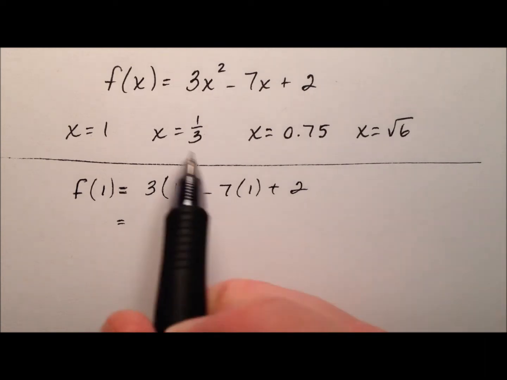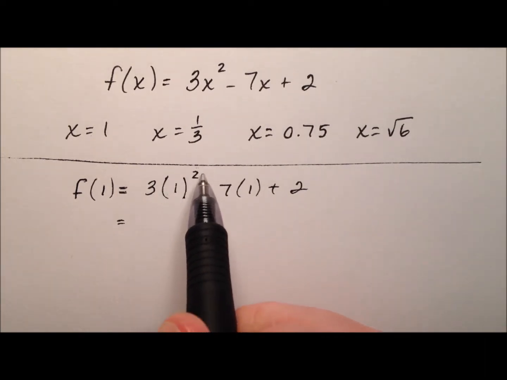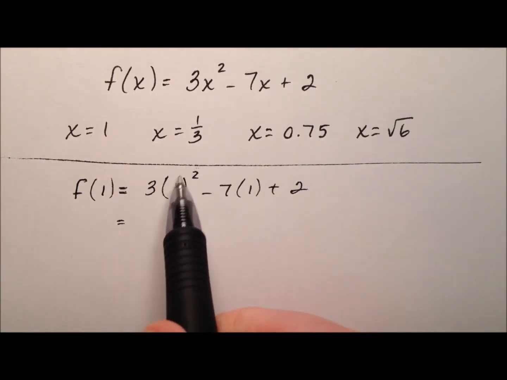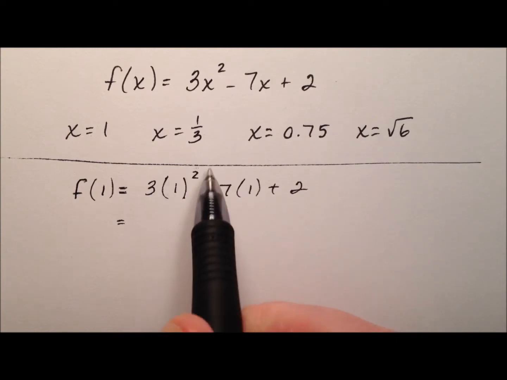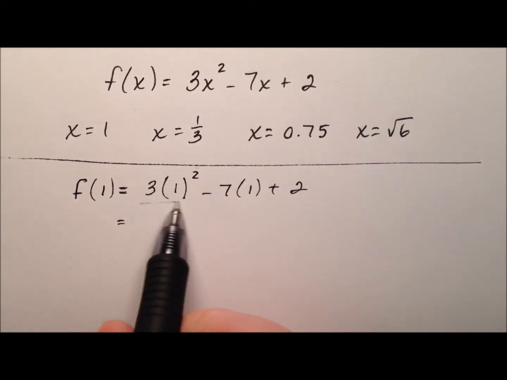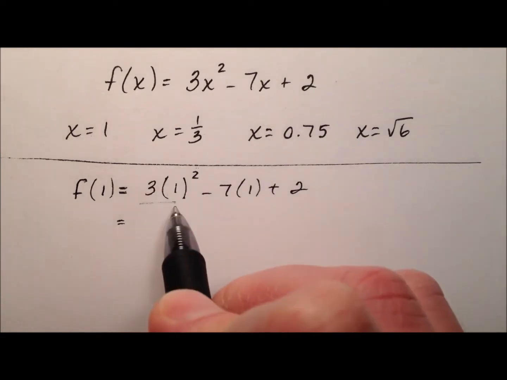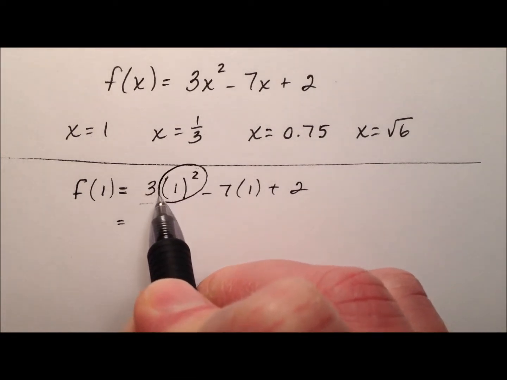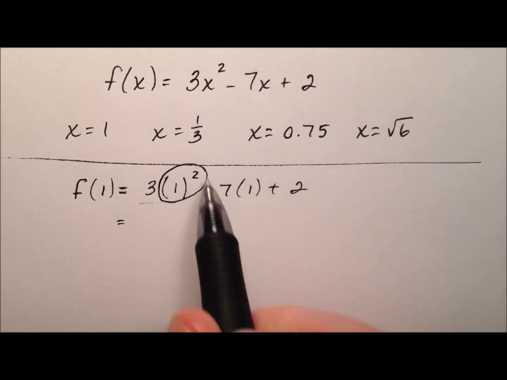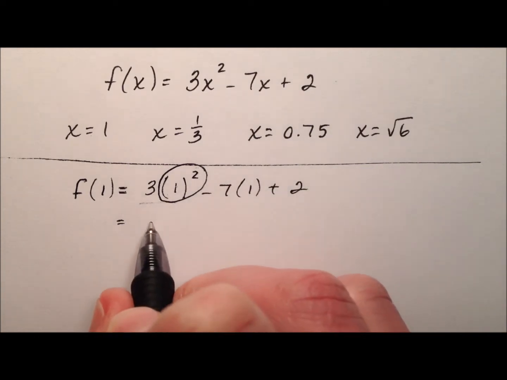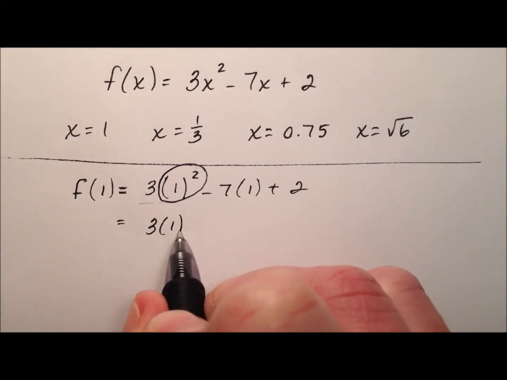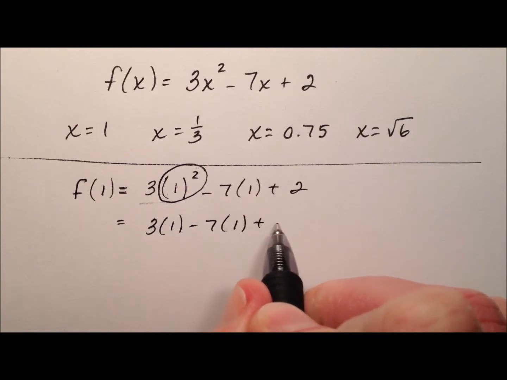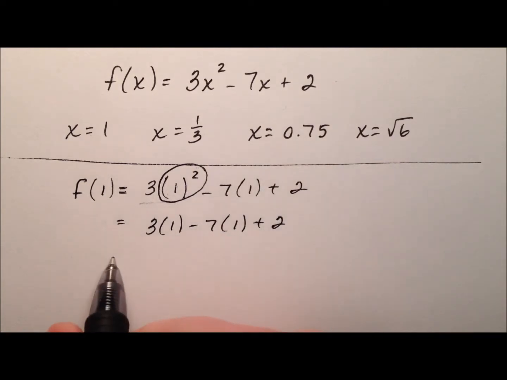Okay, so when we have these, we know the exponents are going to be of higher precedence, or higher on the order of operations food chain than, say, the multiplication or the addition and subtraction. And so we'll always do this exponentiation first. So 1 squared is, well, 1, as 1 times 1. So 3 times 1 minus 7 times 1 plus 2. This is not so bad.